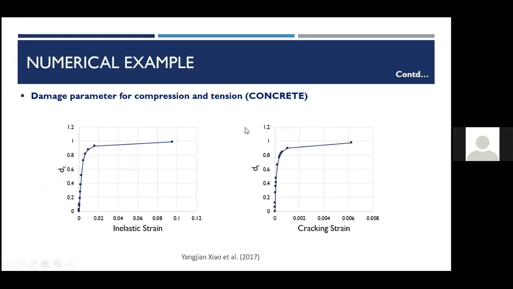Of course, as I said before, for the concrete damage plasticity model, we need to input damage parameters. This damage parameter is a function of inelastic strain for concrete in compression, and cracking strain for concrete in tension. And this value varies from 0 to 1.